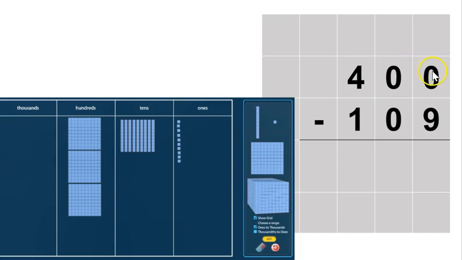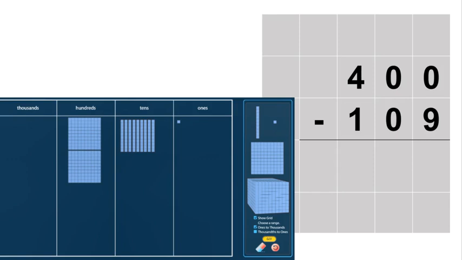All right, and now I can subtract 9 from 10. There we go, and I have 1 left over in my ones place. And I'm not taking anything away from my tens. So that will stay 9, and I'm taking 100 away.